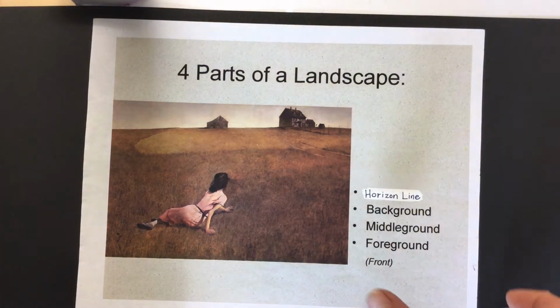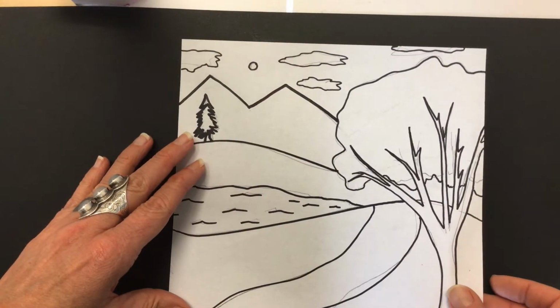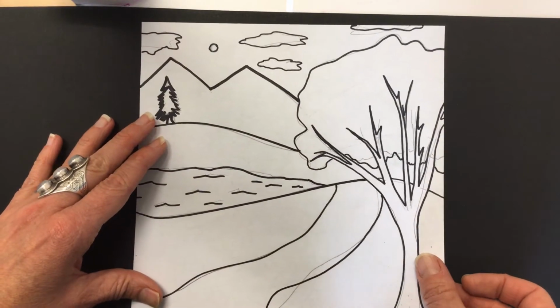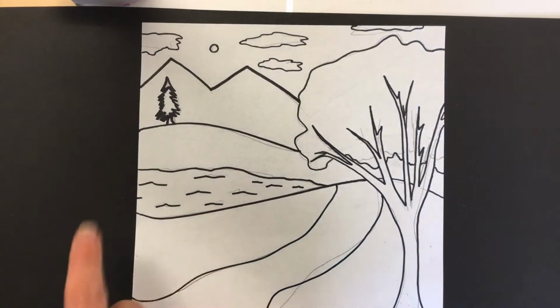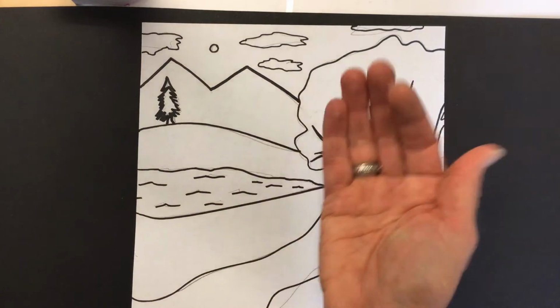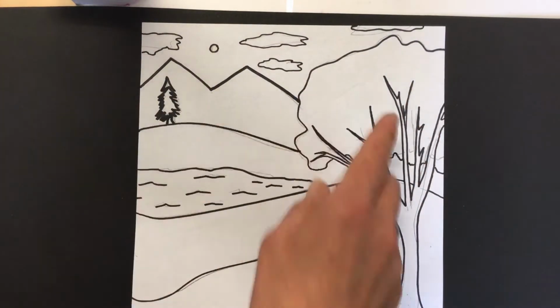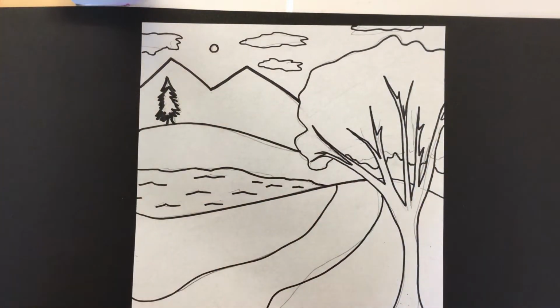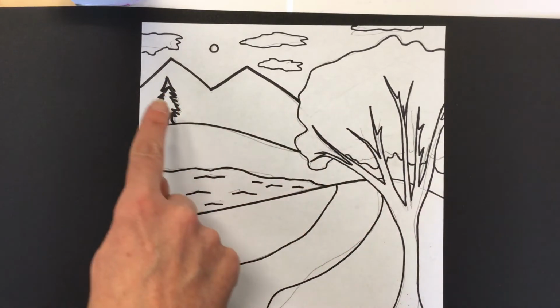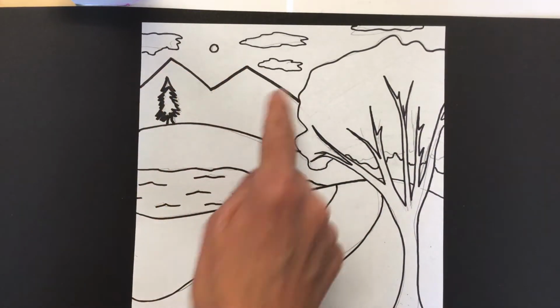So last week, we worked on a drawing together here. And I know you worked on your own at home. So here's mine that I was working on. I started with my horizon line and then created the background, middle ground, foreground. And next, I went ahead and traced with a marker.